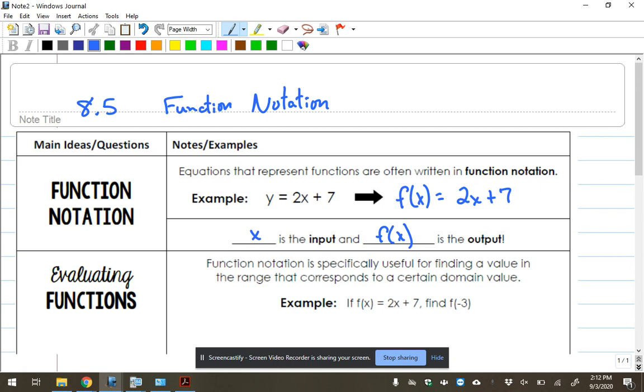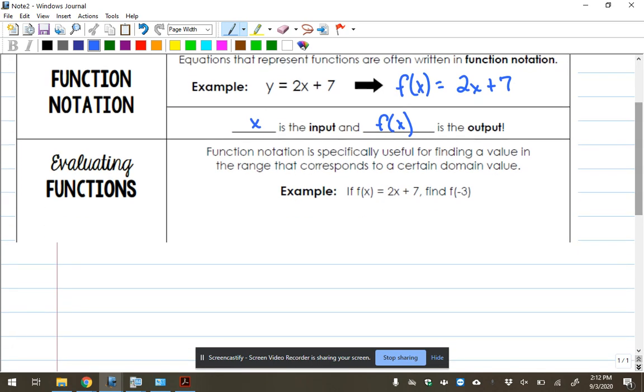Okay? So the example that they use there is they say function notation is especially useful for finding the range that corresponds to a certain domain value. Finding the y value that goes with an x value is what they mean. Okay? So the function is f of x equals 2x plus 7. They want us to find f of negative 3. That's how you say that. F of negative 3 is what they want us to find.